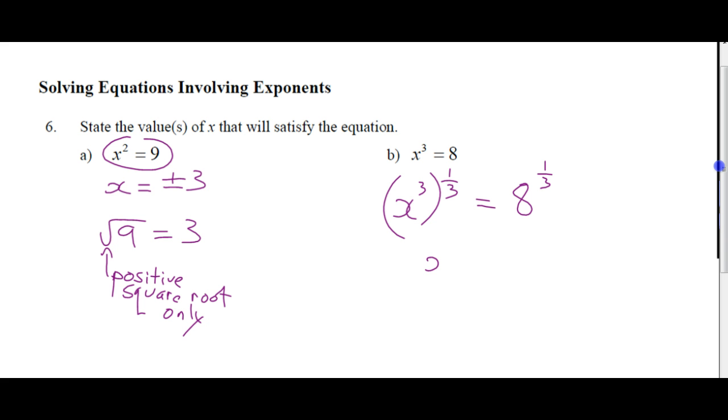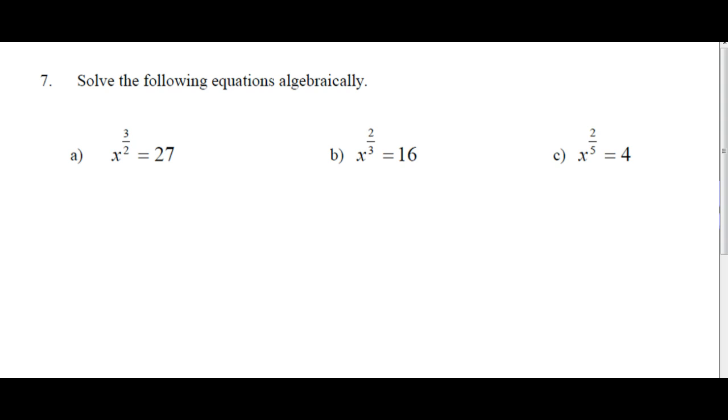This gives me x, and this gives me the cube root of 8, which is 2. Okay, so that's one way to solve an equation involving an exponent, right? Raise it to another exponent such that it'll become 1. That's what we're going to do here. So I've got x to the 3/2. If I raise it to the reciprocal of 3/2, if I just flip over the 3/2 and do this as 2/3, and do this as 2/3, 3/2 times 2/3 is 6/6, or 1, right?